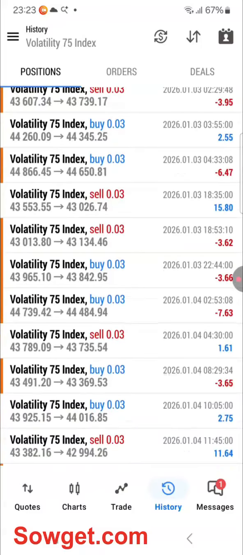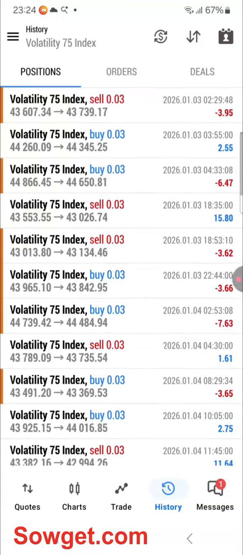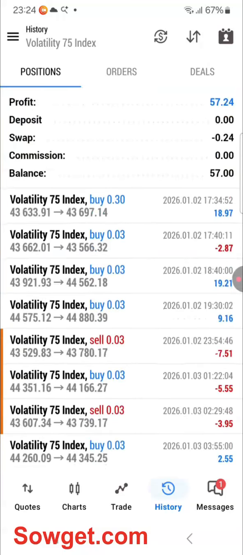You can see it's just 0.03. That's the lot size which a $100 margin or account balance will conveniently handle, especially on Volatility 75 on Deriv. The leverage is 1 to 1,000, if you know about leverage stuff. So this is the profit so far.